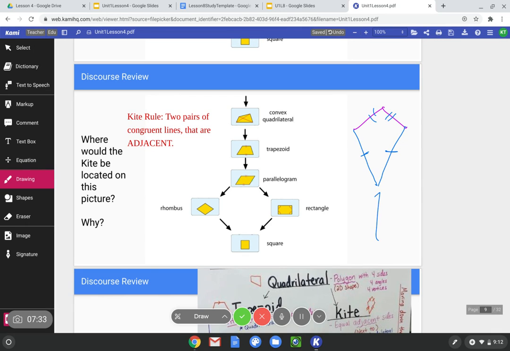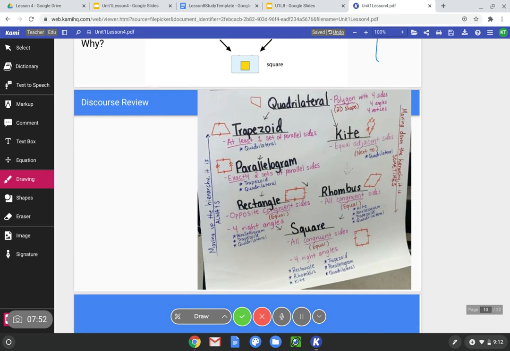So where would this shape, the kite, go on this quadrilateral hierarchy? Because there are no parallel lines in this kite, so it can't be a trapezoid and it can't be a parallelogram. Well, this picture here does a great job of laying it all out for us. So notice how the trapezoids and all the quadrilaterals with parallel lines are over here. And then the kite that doesn't have any parallel lines goes on this side of the line. It's still a quadrilateral.